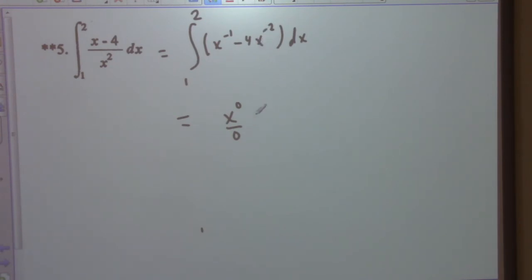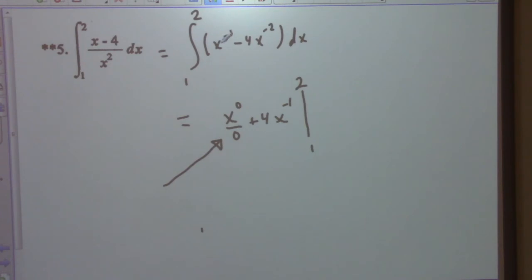For this next term, you have x to the negative 2, you raise the power to negative 1, and you divide by negative 1. So that's going to end up being plus 4 over x, and we go between 1 and 2. What happens is when you divide by 0, which is not defined, we have to use a different type of integration rule for this. And it's called the natural logarithm.